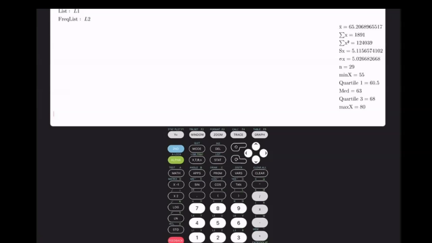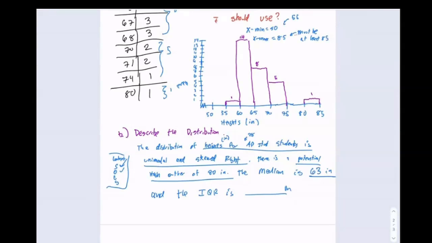What is the IQR? Is this 7.5? Yep, it's 7.5. So remember, IQR is quartile 3 minus quartile 1, Q3 minus Q1. So we would subtract those two numbers next to the median, and I get 7.5. So in my answer, I would write 63 inches for the median and 7.5 inches for my IQR.